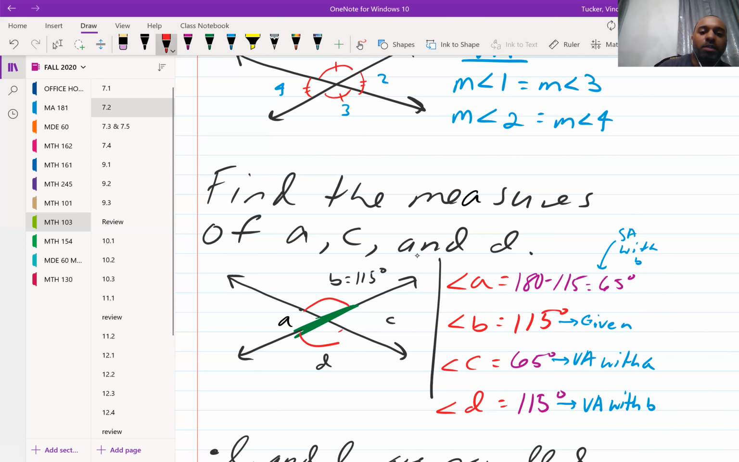And then once again, these two are equal, but also these two are equal. So if you know A, then you know C. And that's what we did right here. C is a vertical angle with A.